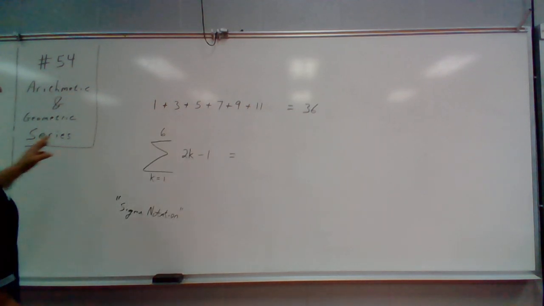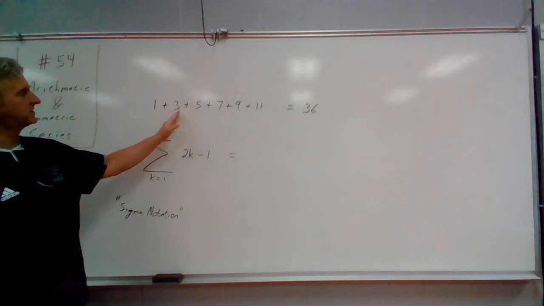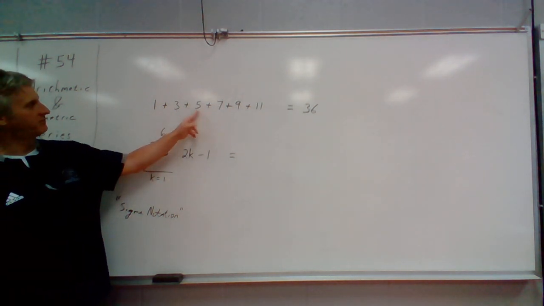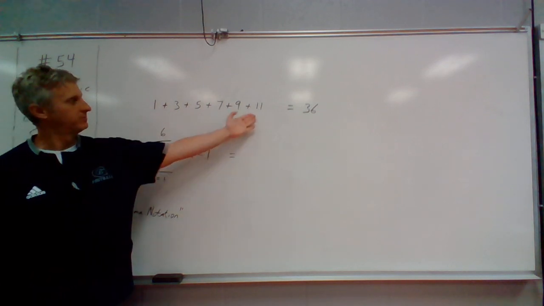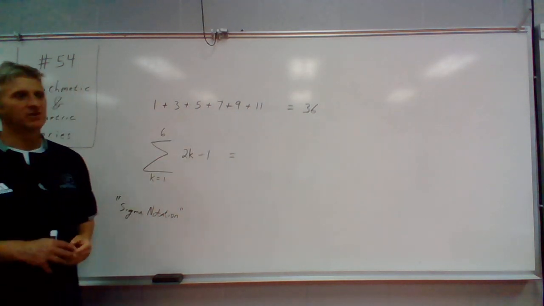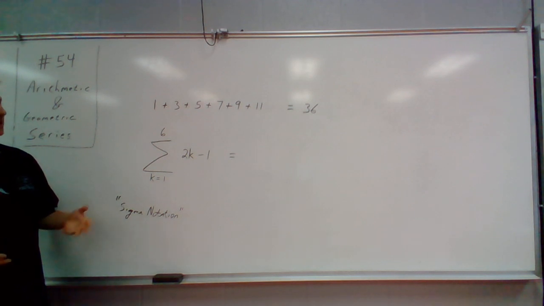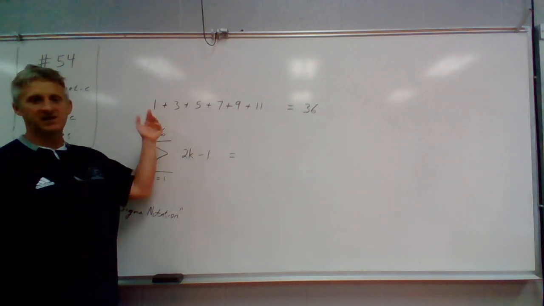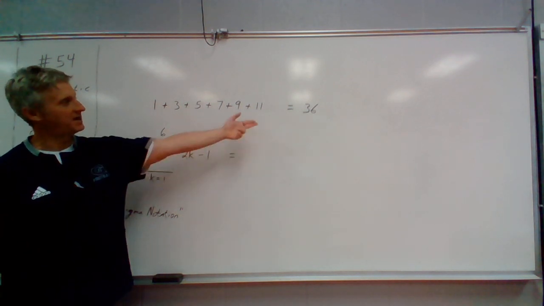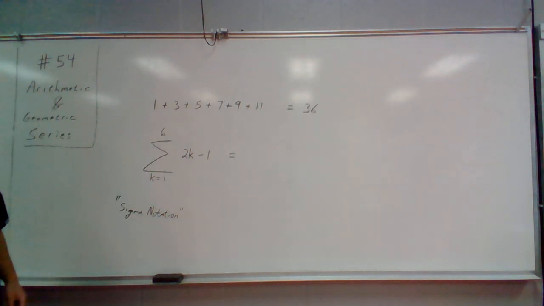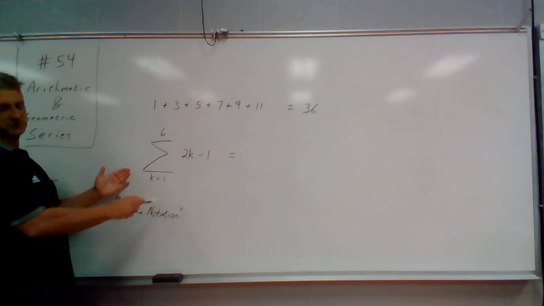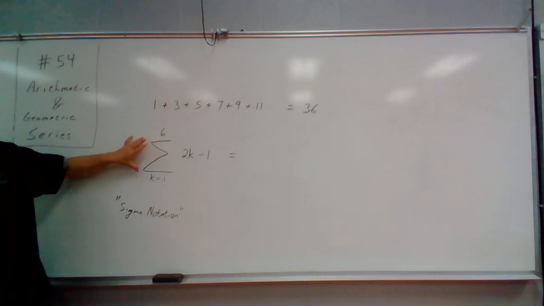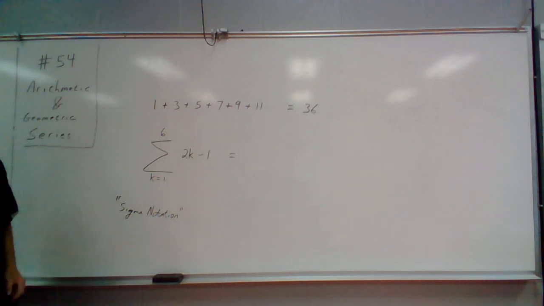All right, so here I have this arithmetic sequence where I've added up 1, 3, 5, 7, 9, 11. There's nothing wrong with writing the whole series out like this, but what if you had a series that had 100 terms in it? It would get kind of laborious to write out 100 terms with plus signs between them. So what we do is we use this little symbol as a shortcut for writing out all the terms.